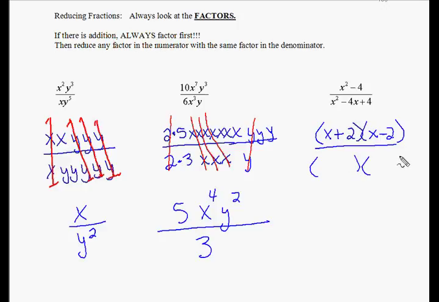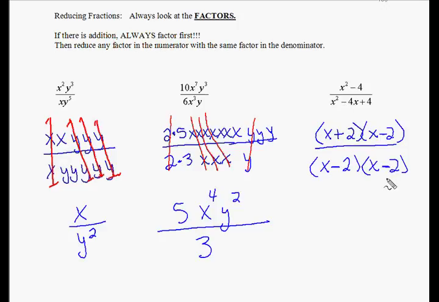Then in the denominator, we have to break down our x squared, which is an x and an x. We have to break down the 4. Remember, you do have choices, 1 and 4, 2 and 2. But 1 and 4 won't give you a 4. 2 and 2 will. The last sign indicates that they're going to be the same. What they're going to be are subtraction signs.